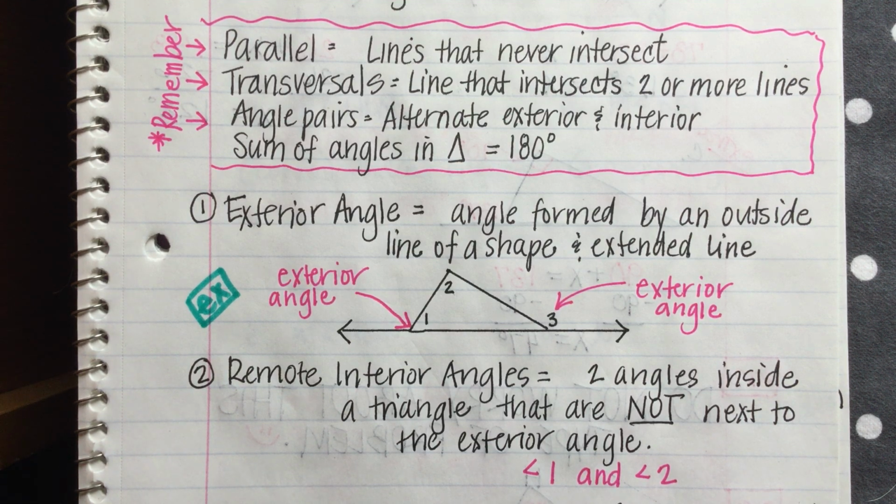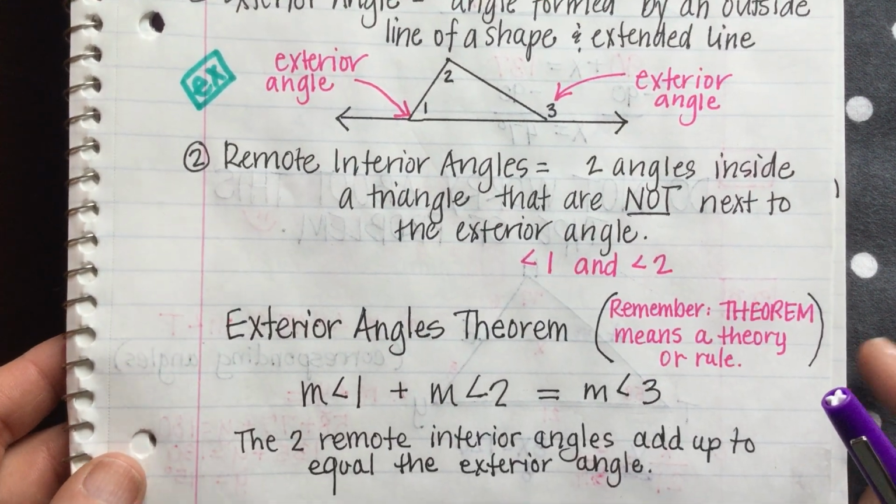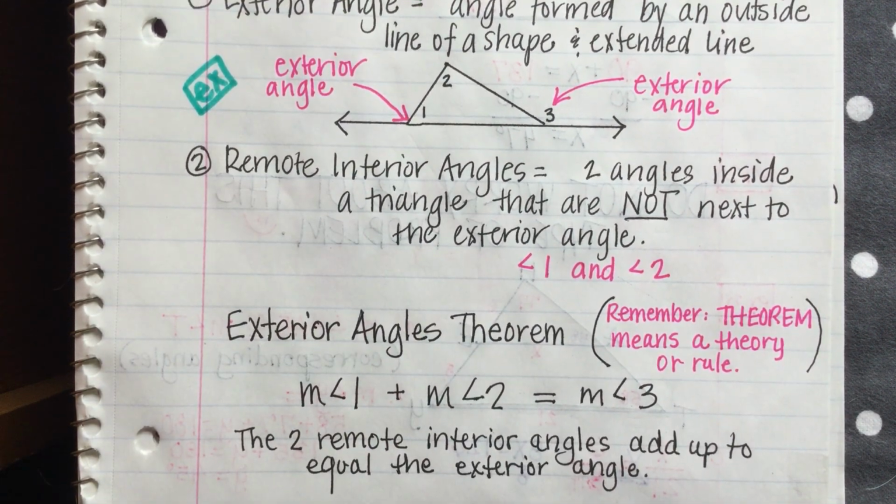Your remote interior angles are two angles that are inside the triangle, but they are not touching that exterior angle. So in that original example I drew, angles 1 and 2 would be called the remote interior. It's like they're sitting across the room on the couch, right? And they're affecting angle number 3. So they're changing the channel. Angle 1 plus angle 2 is going to equal angle 3. And that's what this exterior angles theorem was all about.